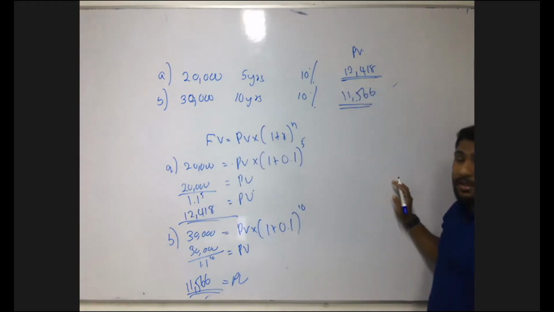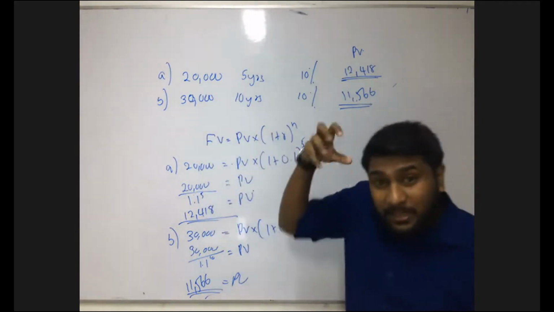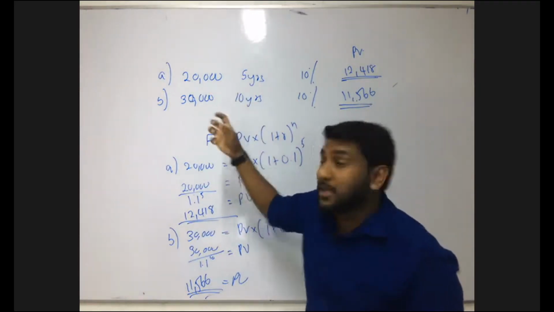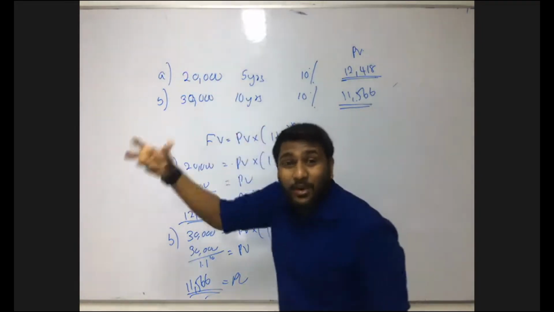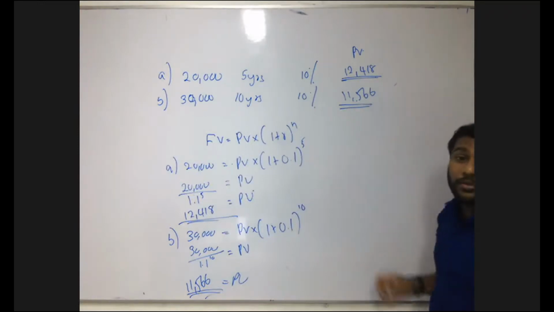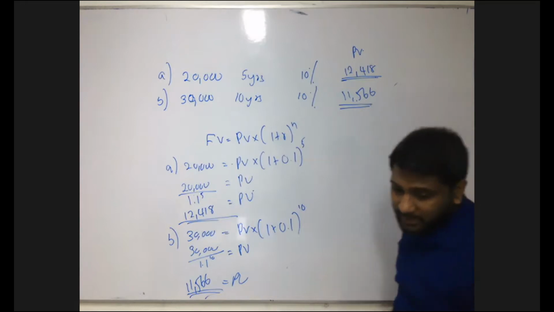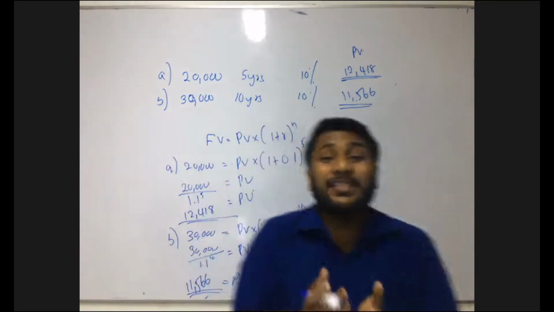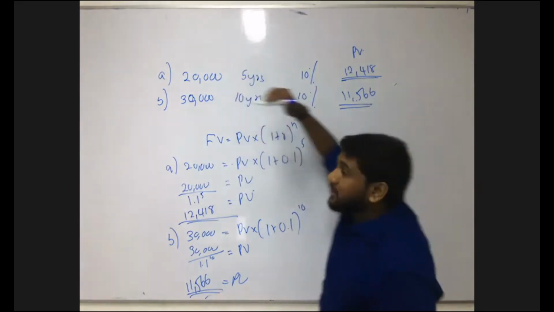11,566. Yes, true, you are getting 30,000 US dollars, but it is after 10 years. In today's terms, the value of that is not 30,000, it is only 11,000. But the value of the 20,000 in today's terms is 12,418. If this is the case, which option will you select, A or B? You will select option A. Why is that? In today's value terms, the value is higher for A.